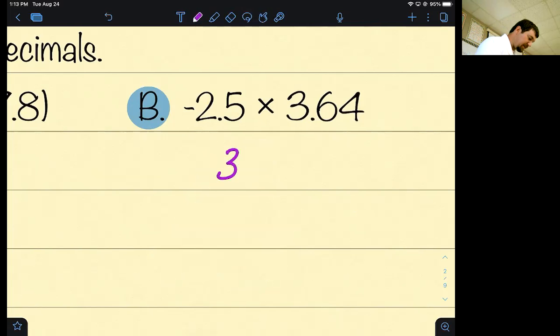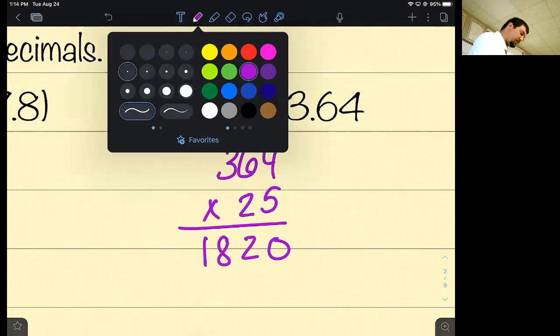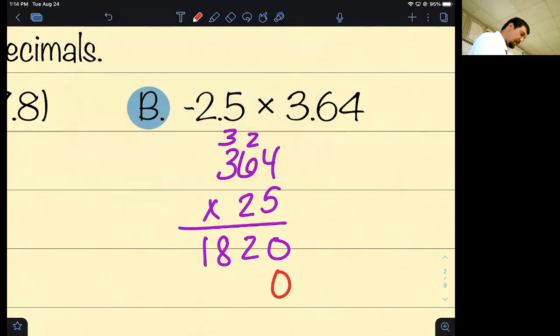364 times 25. What's 5 times 4? 20, here are the two. What's 5 times 6 plus 2 is 32. 5 times 3 plus 3 is 18. Drop down a 0. And I'll just erase those. Or, by the way, if you're working in pencil, you could just scratch them out. That's what I usually do. Just put a line through them.